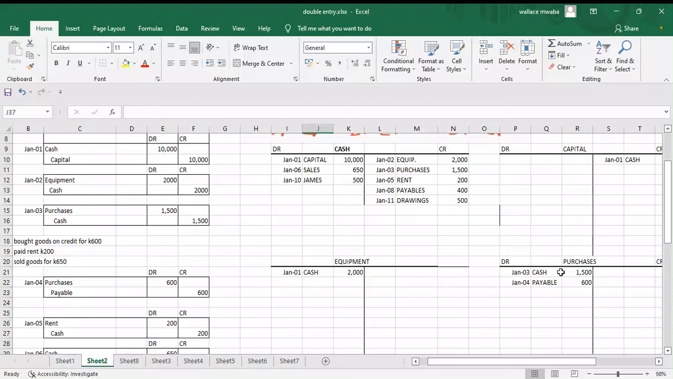Journal entries and our double entry. So now we want to get our balances so that we can make our trial balance. Remember, the trial balance is just a check to see if you have done the journal entries correctly. So it's more like a check. All right, so we'll begin with the cash account.